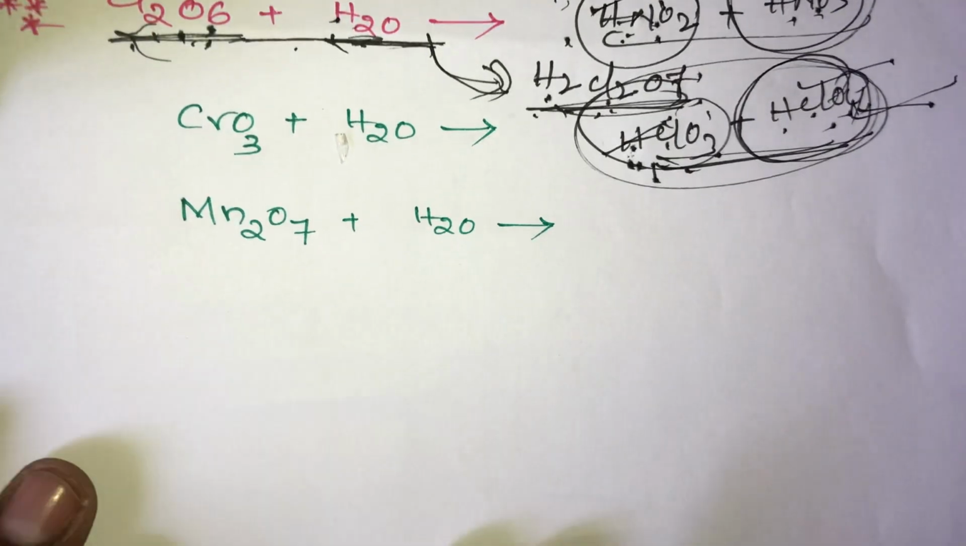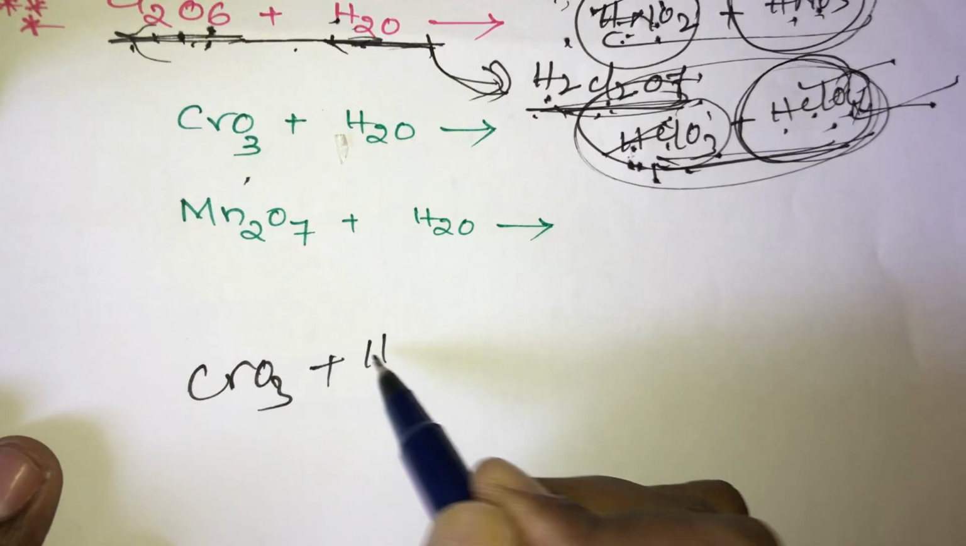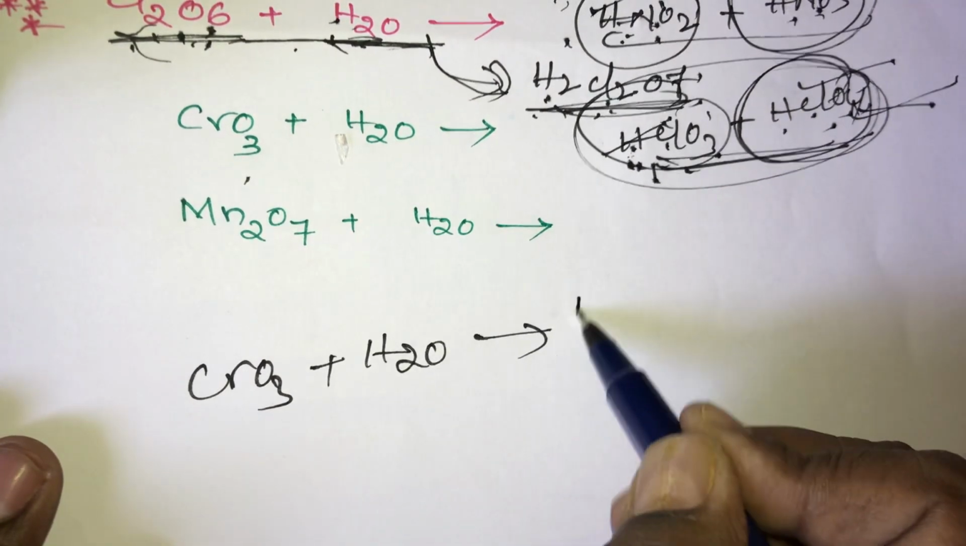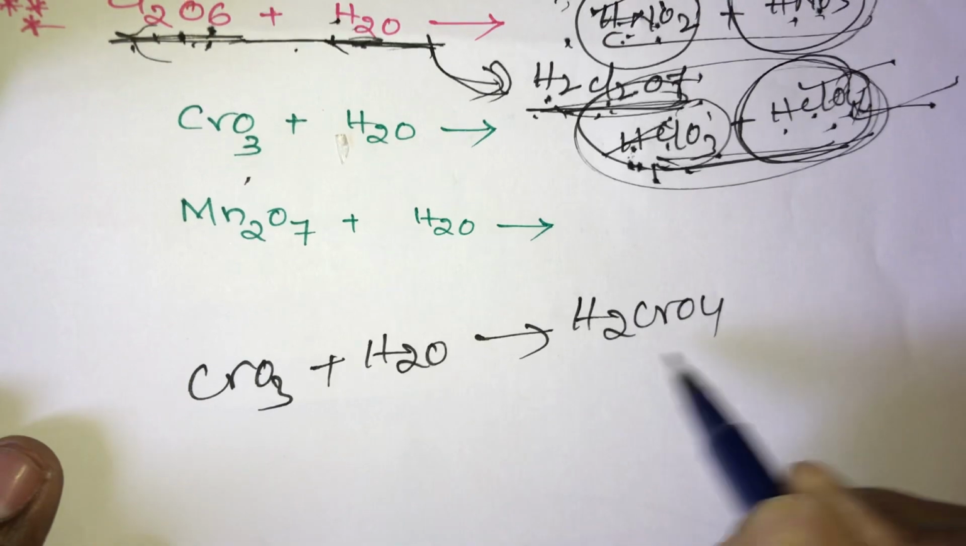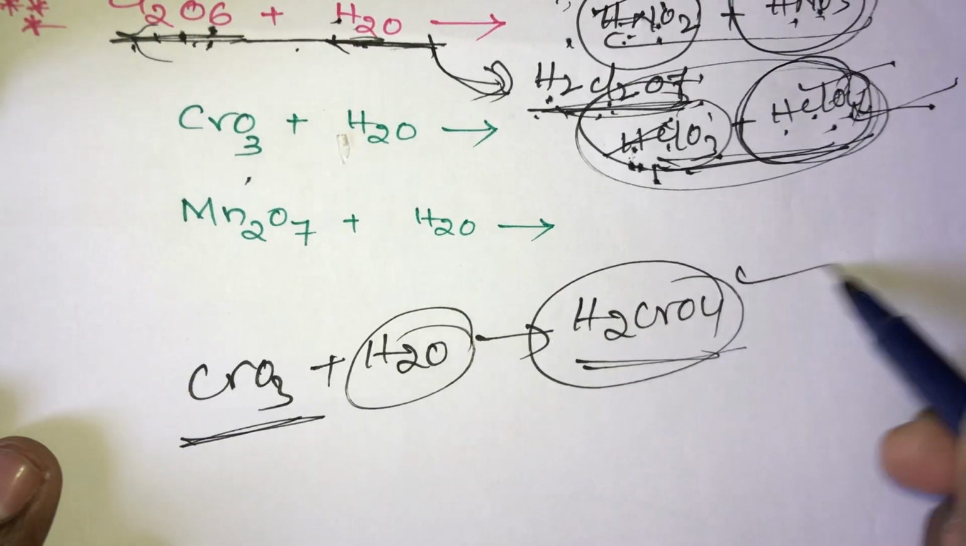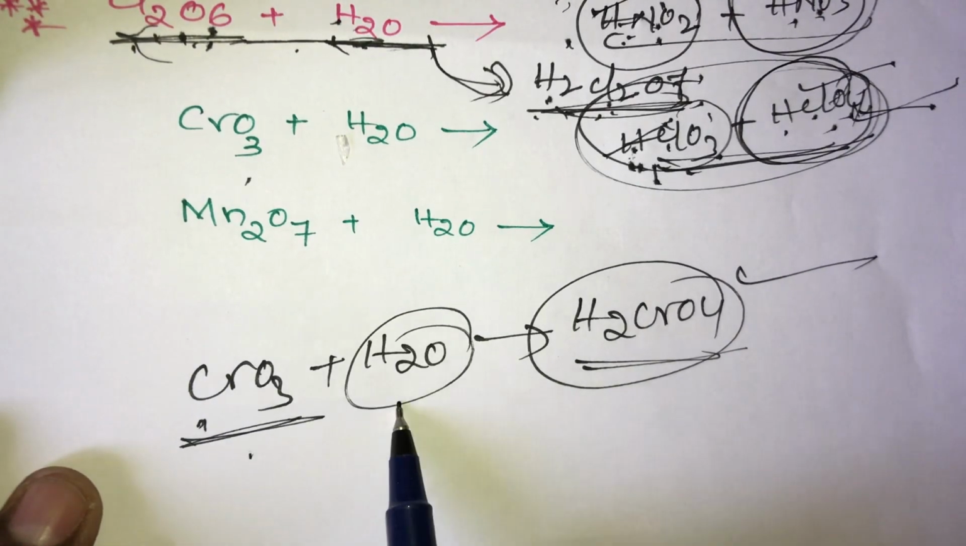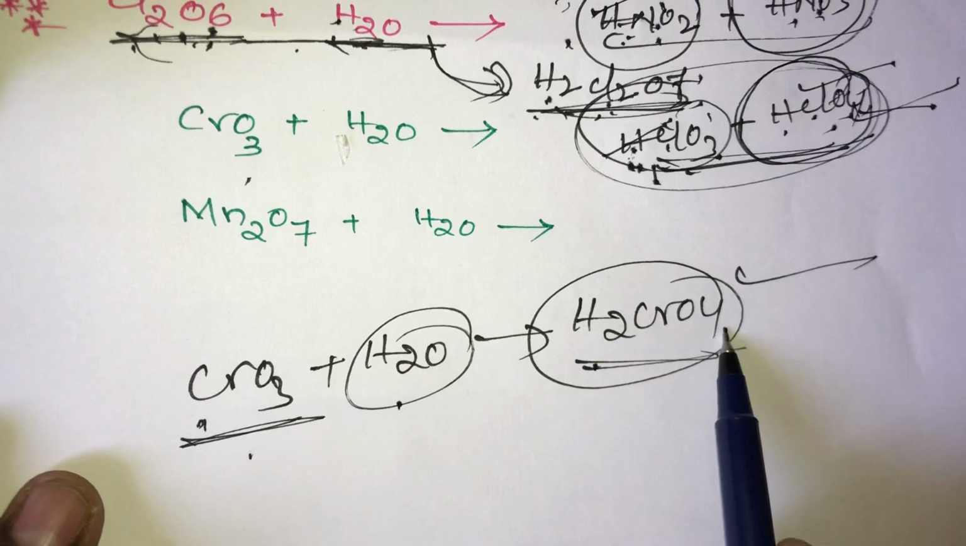Next, when CrO3 dissolves in water, it gives H2CrO4. CrO3 dissolves in water to form H2CrO4. Chromium belongs to the d-block elements. CrO3 dissolves in water to form H2CrO4, that is chromic acid.